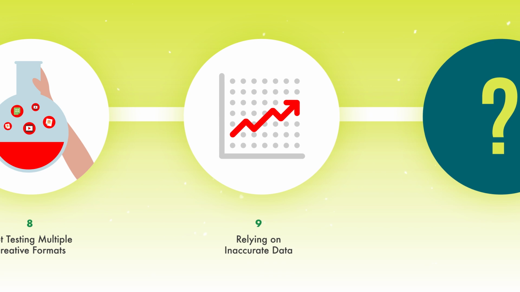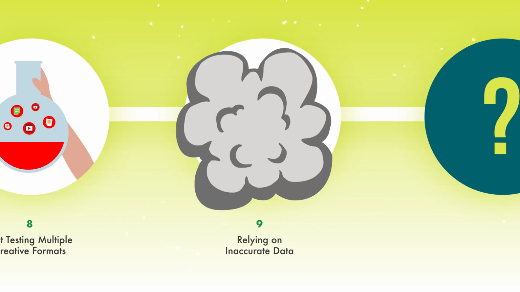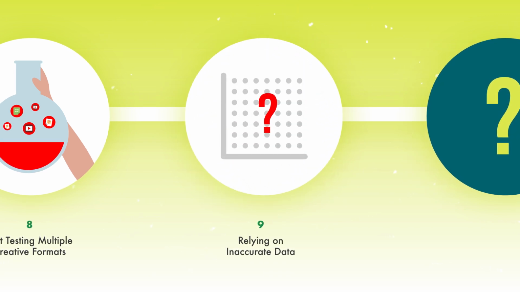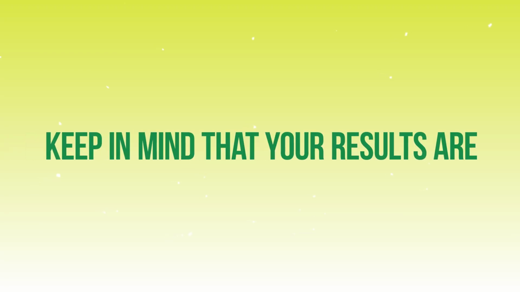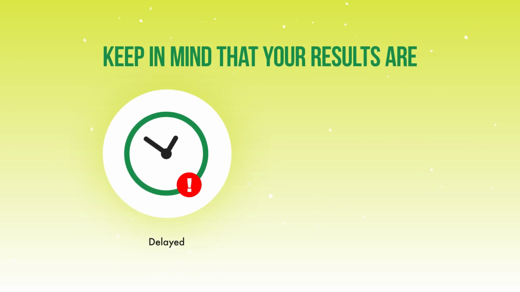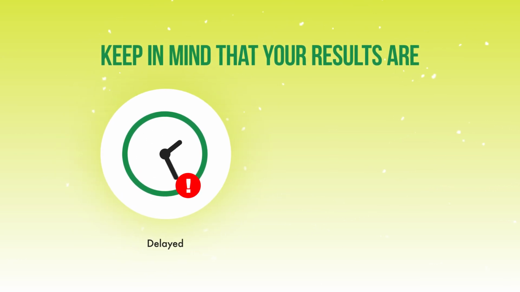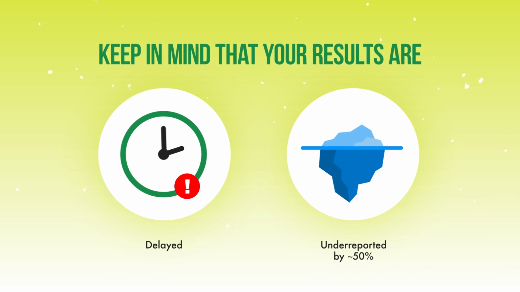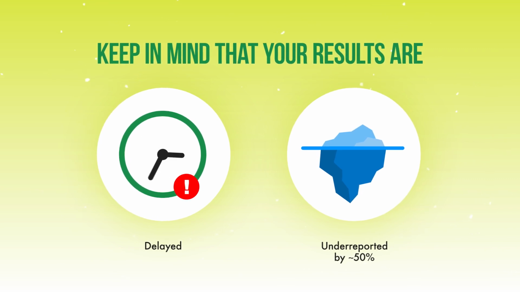Mistake number 9 is critically important to your bottom line, and this is relying on inaccurate tracking data or not even having the necessary tracking data at all. This has become increasingly important after iOS 14 really changed the way our ads dashboard reports our results. Not only is there a delay or an additional delay in those results being reported, they're also being underreported right now by about 50% on average.